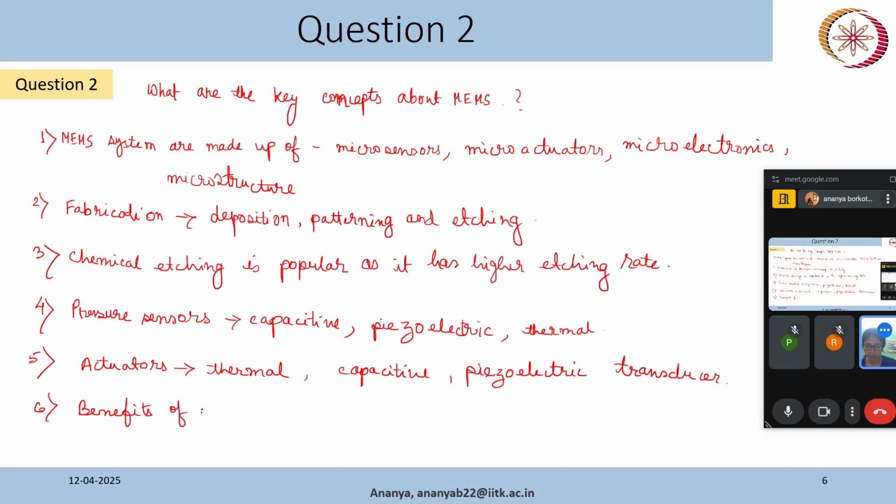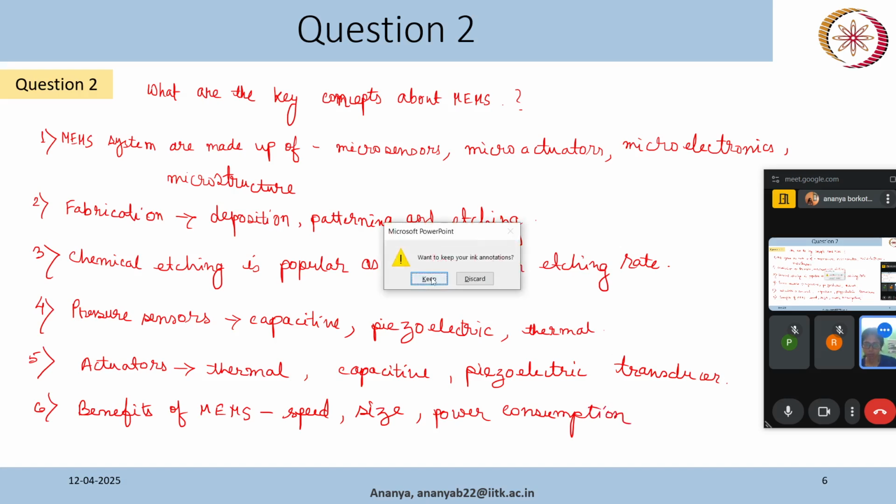We have also learned about the benefits of MEMS, which are speed, because these are smaller. Size is also compact, and power consumption, which is an important thing when we are considering IoT systems that require many sensors. Okay, right. So these are the things we learned.